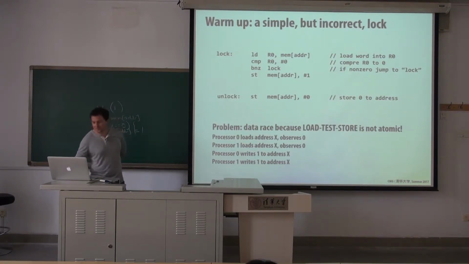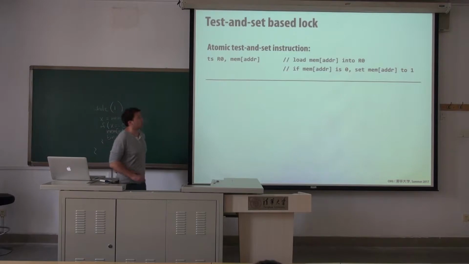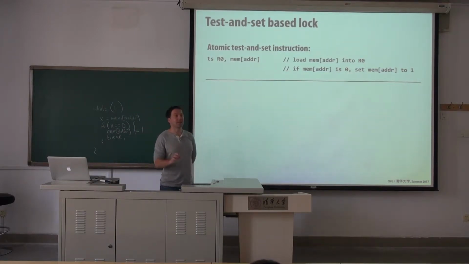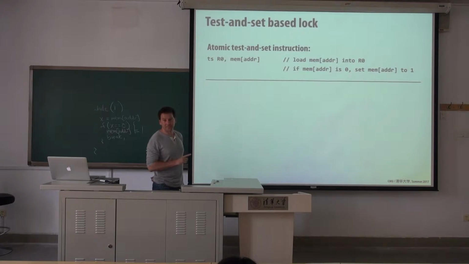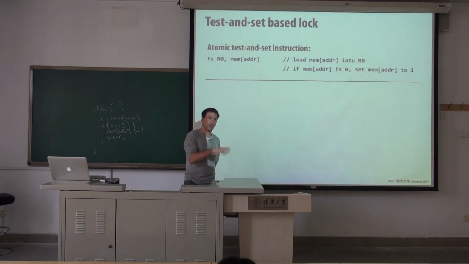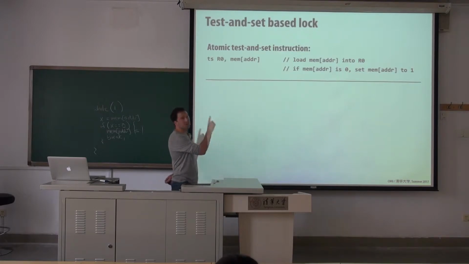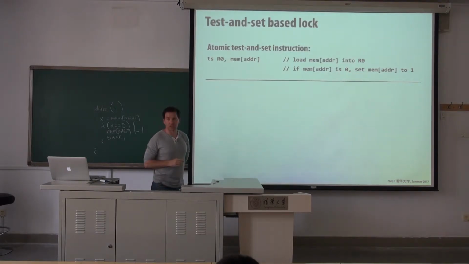Now I'm going to give you a new, a little bit fancier instruction, and I'm going to call this instruction test and set. It does 2 things. It's like a load, and it loads the value at this memory address into R0. And if the value is 0, it will go ahead and set the value to 1, all in one step. We guarantee that it's atomic. And whatever value was read is what's stored in R0.